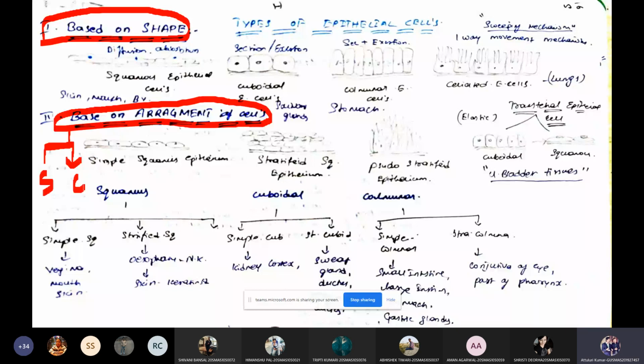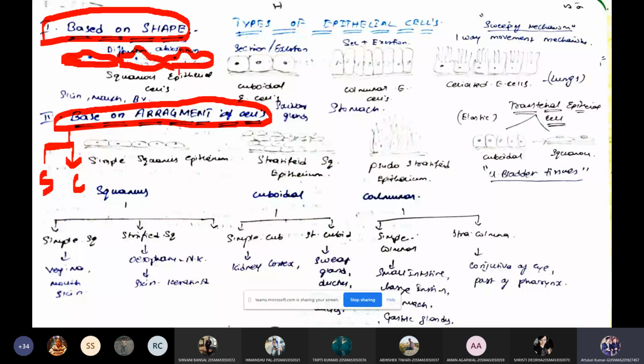Based upon the shape, proper epithelium is divided into four types, students. We have squamous cells. Squamous cells are flat like this. So this is how squamous cells look, the morphology of squamous cells. Squamous cells are present in the skin, mouth and blood vessels. So skin, mouth and blood vessels are made up of squamous cells.